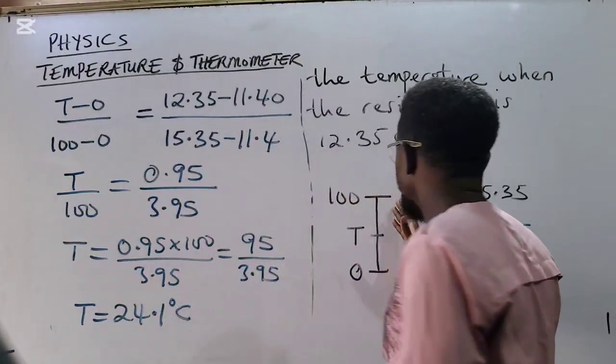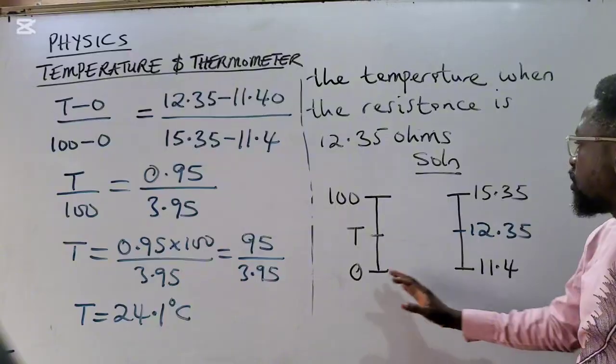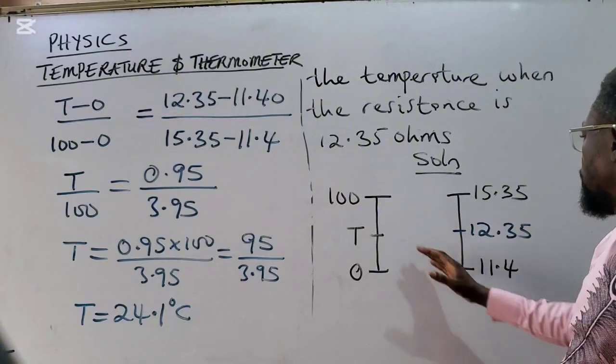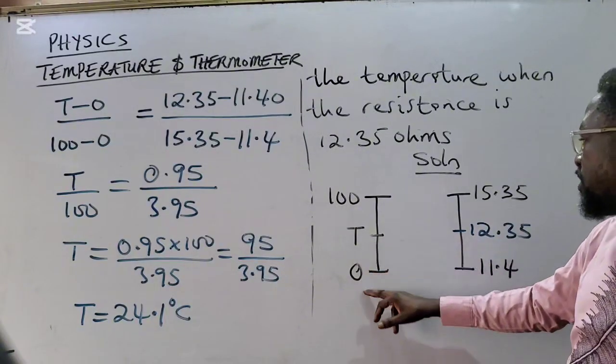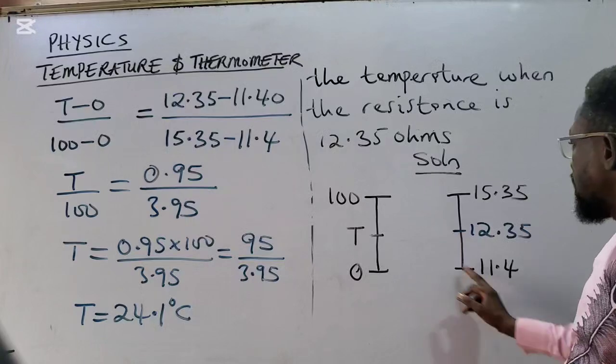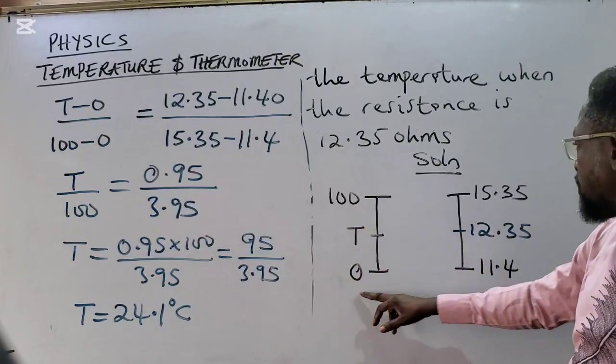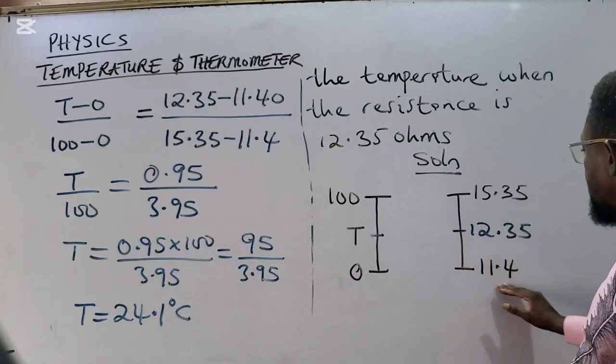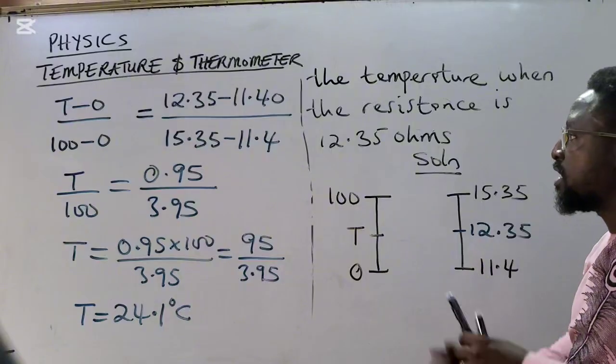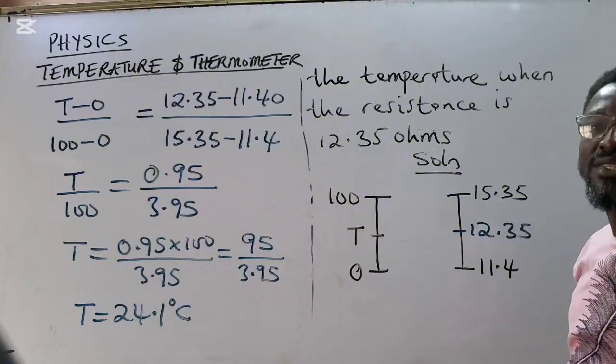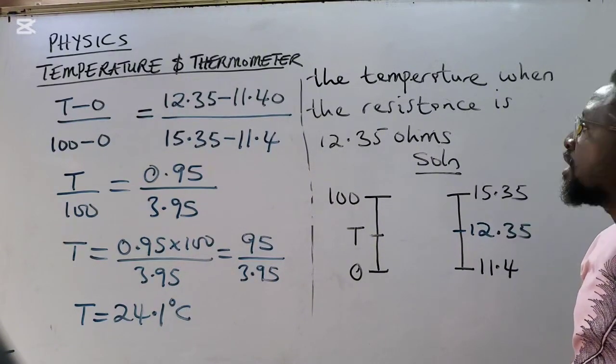All you need to do is just to draw this figure. Once you can draw these two diagrams, from there you do a comparison. The middle minus the down, you get 12.35 minus that as well. Then the upper part minus 0, 15.35 minus the lower part. Once you do that, you're able to calculate the temperature. It's as simple as that.